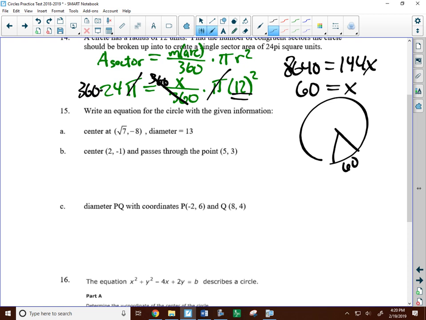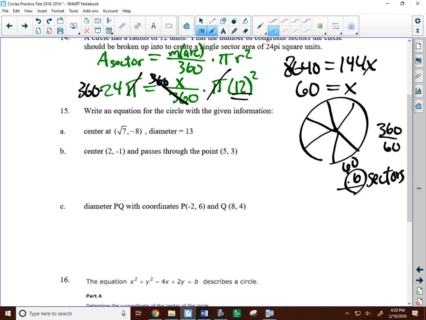Therefore, to create a full circle, I'm going to multiply by 6 because the full circle is 360 degrees. Okay, that will get us to 360. So I am taking, and that's the answer, the number of congruent sectors, just to get to 360. Really, 360 divided by 60 is what we're doing. And so we get 6 sectors.